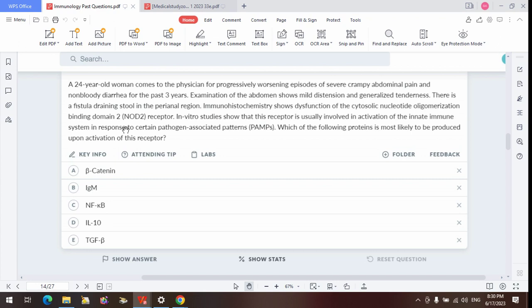Which of the following proteins is most likely to be produced upon activation of this receptor? A 24-year-old woman comes to the physician for progressively worsening episodes of severe crampy abdominal pain and non-bloody diarrhea for the past 3 years. Examination of the abdomen shows mild distension and generalized tenderness. There is a fistula draining stool in the perianal region. Immunohistochemistry shows dysfunction of the cytosolic nucleotide-binding oligomerization domain, the NOD2 receptor. In vitro studies show that this receptor is usually involved in activation of the innate immune system in response to certain pathogen-associated molecular patterns. Which of the following proteins is most likely to be produced upon activation of this receptor?